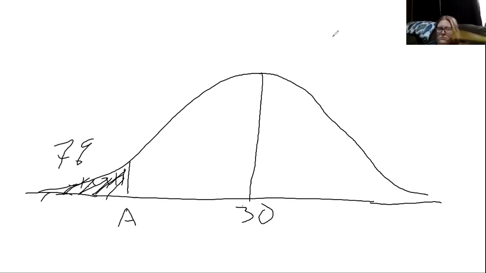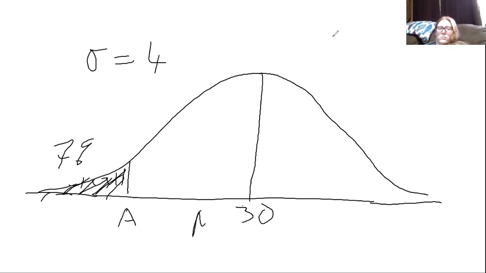This is an inverse problem because we are given the left area. Sometimes you are given the right area. If you have the right area, determine the left area by subtracting the right area from 1, and you will get the left area. Inverse problem, always try to get the left area. So let's remember that the standard deviation was 4 and the mean is 30.